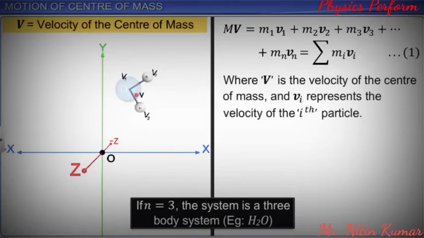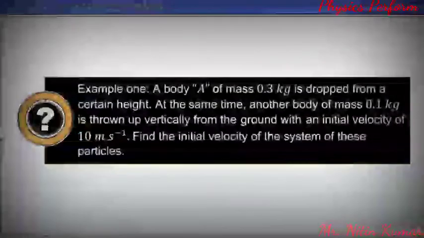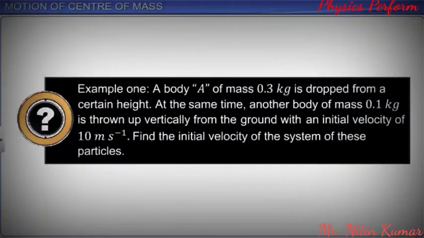Let us discuss with an example. Consider a body A of mass 0.3 kg is dropped from a certain height. At the same time, another body of mass 0.1 kg is thrown up vertically from the ground with an initial velocity of 10 meters per second. Find the initial velocity of the center of mass of the system of these particles.